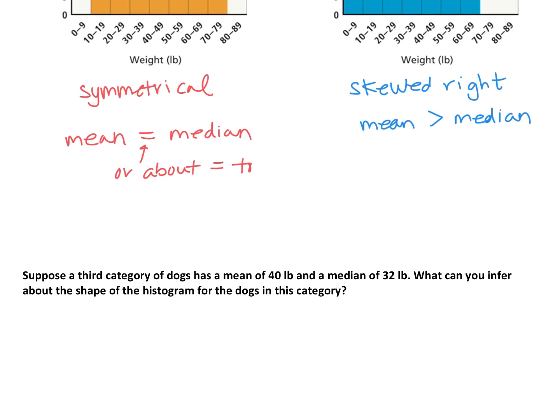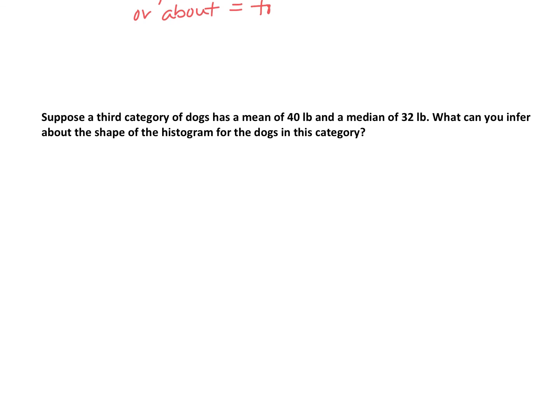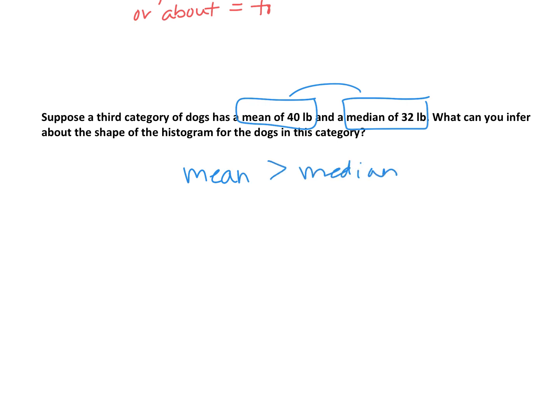All right, and then we have a follow-up question. Suppose a third category of dogs has a mean of 40 pounds and a median of 32. What can you infer about the shape of the histogram for the dogs in this category? So the mean is 40 and the median is 32. So how do those compare? We're saying that the mean is greater than the median. When the mean is greater than the median, the shape will skew right. So the shape of the histogram will be skewed to the right.